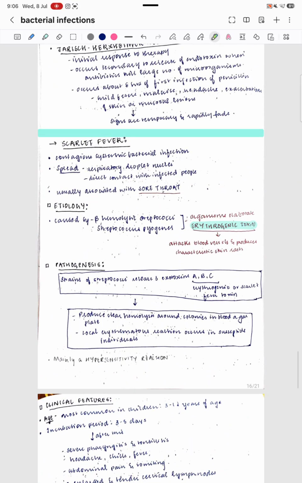But scarlet fever is very important. Two phenomena in scarlet fever are asked: strawberry tongue and raspberry tongue.